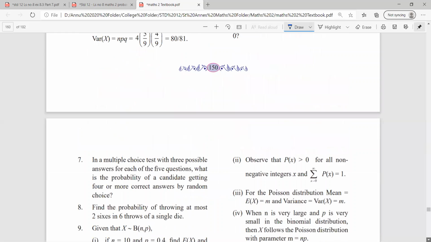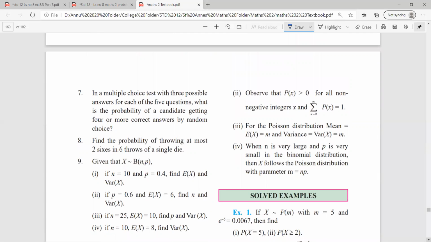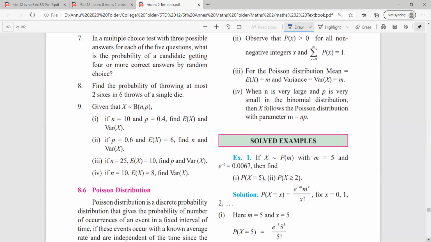Coming towards, there are 2 more sums left, 7 and 8, and then we'll be completing with exercise 8.3 of our probability. In a multiple choice test with 3 possible answers for each of the 5 questions, what is the probability of a candidate getting 4 or more correct answers by random choice?